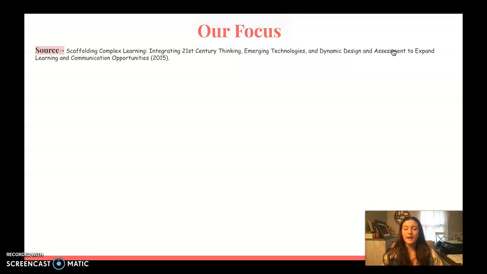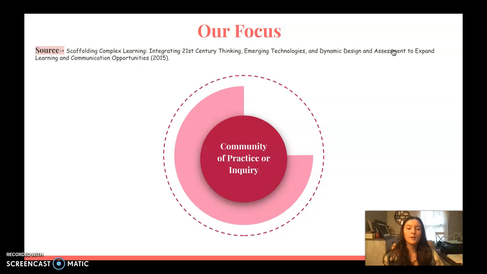Our focus today is going to be a journal written by Dr. O'Connor and two other authors that I have credited in my citations. The journal is entitled Scaffolding Complex Learning, Integrating 21st Century Thinking, Emerging Technologies, and Dynamic Design and Assessment to Expand Learning and Communication Opportunities. So this journal focuses around community of practice or inquiry, such as a situated cognitive environment.